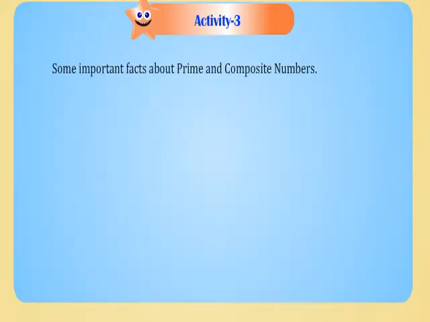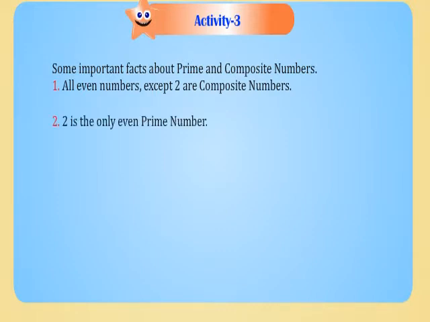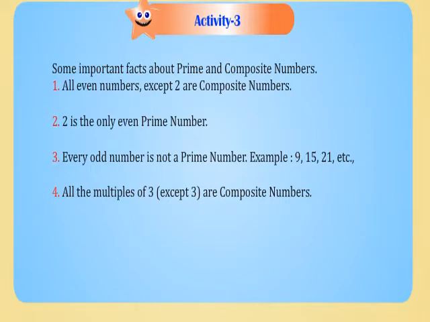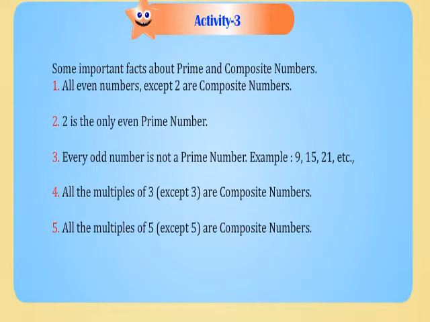Some important facts about prime and composite numbers. First, all even numbers except 2 are composite numbers. Second, 2 is the only even prime number. Third, every odd number is not a prime number. For example, 9, 15, 21, etc. Fourth, all the multiples of 3 except 3 are composite numbers. Fifth, all the multiples of 5 except 5 are composite numbers. Sixth, all the multiples of 7 except 7 are composite numbers.